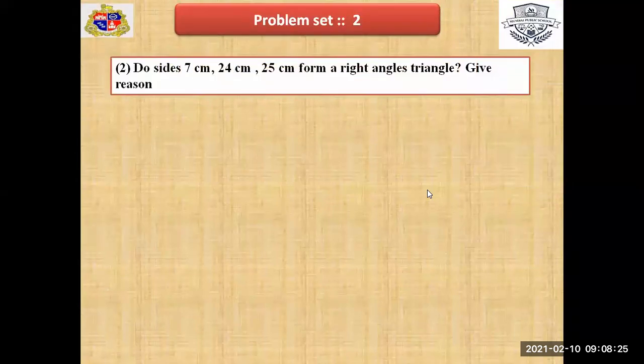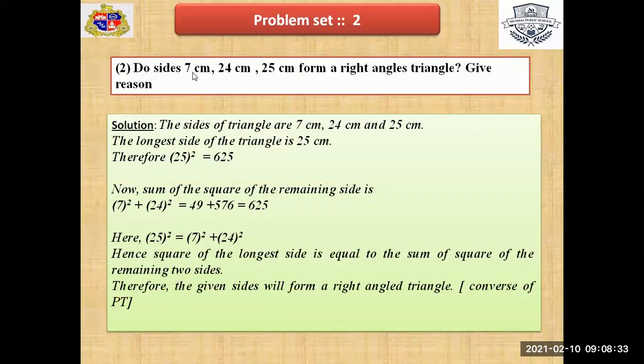Next question, question number 2. Do sides 7 centimeter, 24 centimeter, 25 centimeter form a right angle triangle? Give reason. So first we see, out of these 3 numbers, 25 is the largest one, the longest one. So we find the longest side is 25. Therefore 25 square is 625.